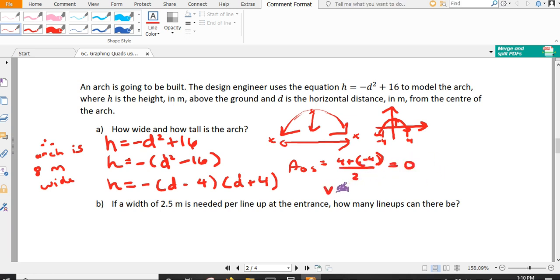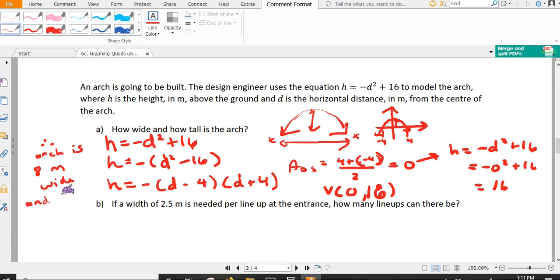Which means the vertex is going to be 0 and then some number. But how do I find that some number? Just plug it into the original equation. So h equals negative d squared plus 16. h equals negative 0 squared plus 16, which just means h equals 16. Now, therefore, the arc is 8 meters wide and 16 meters tall.